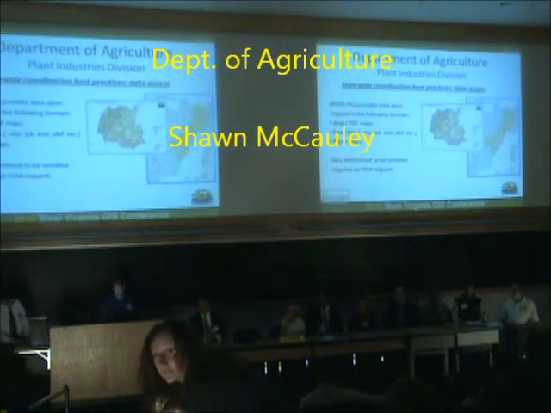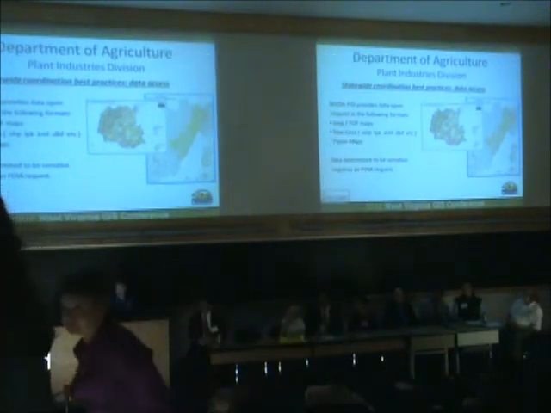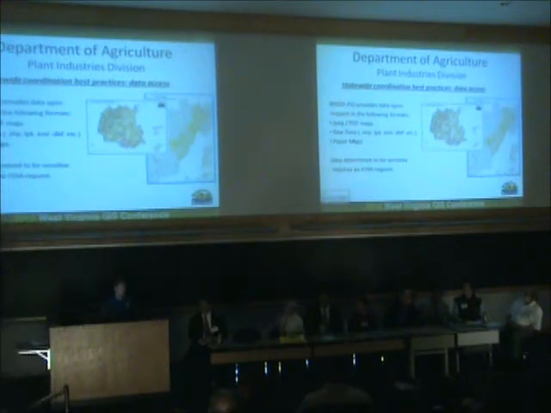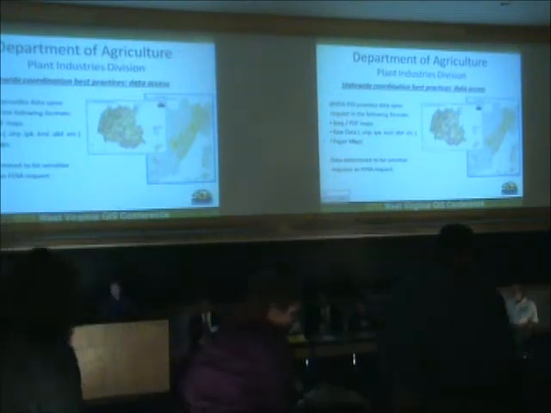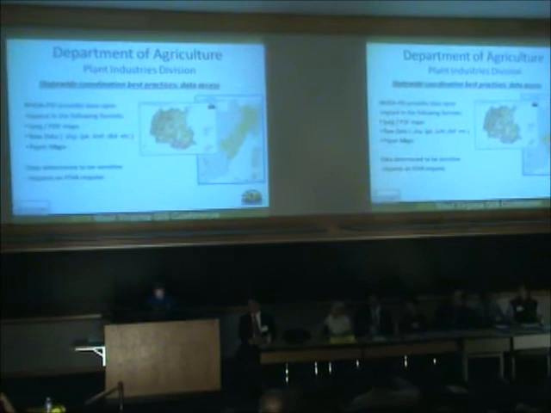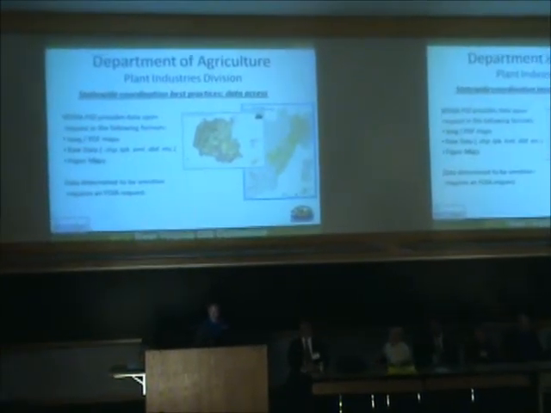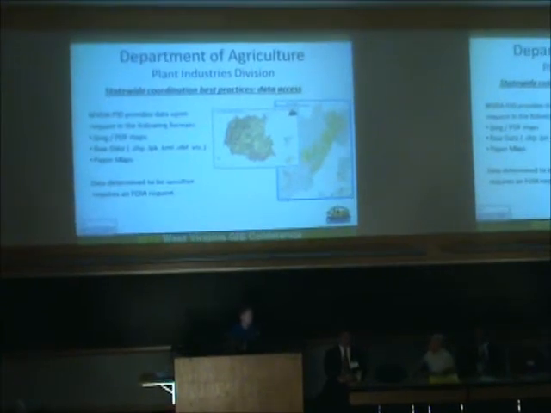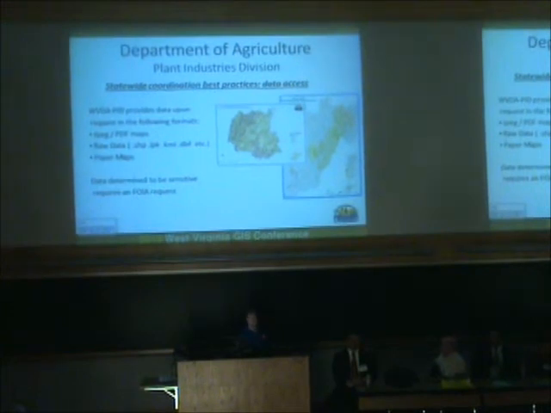Good morning. I'm Shawn McCauley with the Plant Industries Division of the West Virginia Department of Agriculture. The main geospatial data that I'm responsible for is all forest health related database management. Basically it covers anything from invasive plants, insects, and diseases that affect the agricultural world or the forest world. Any data that is requested from us we give in the forms of JPEGs, PDF images, any type of raw data can be given in shape files, raster, etc. We also provide paper maps for people who request those.